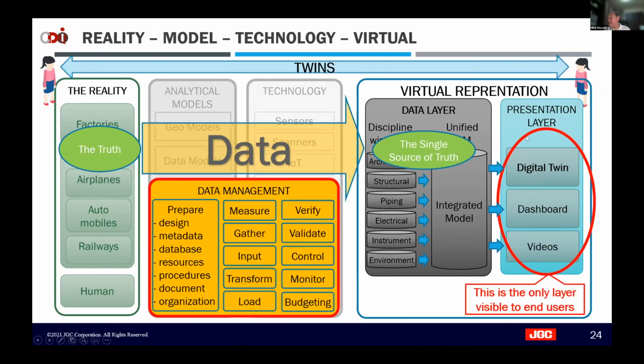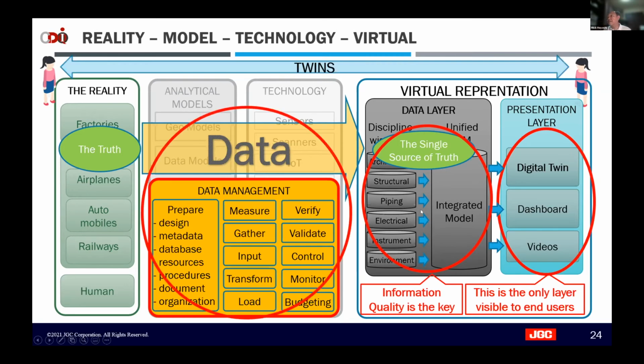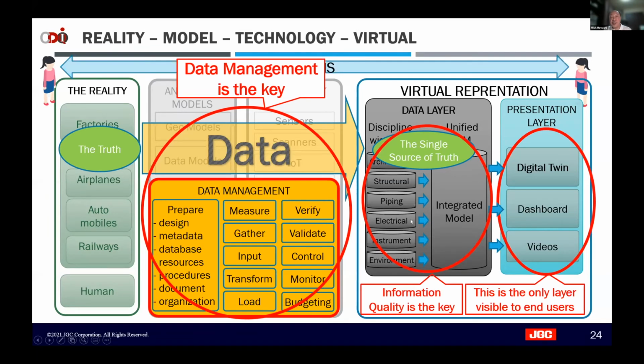Here, the user will see only the presentation layer, such as the digital twin, dashboard, or videos. This is the only visible layer. But all the efforts of data management and data layer construction are still the user company's responsibility. Here, in the data layer, information quality is the key. Data management is also the key to realizing information quality. Information quality is the key to realizing a trustable digital twin.